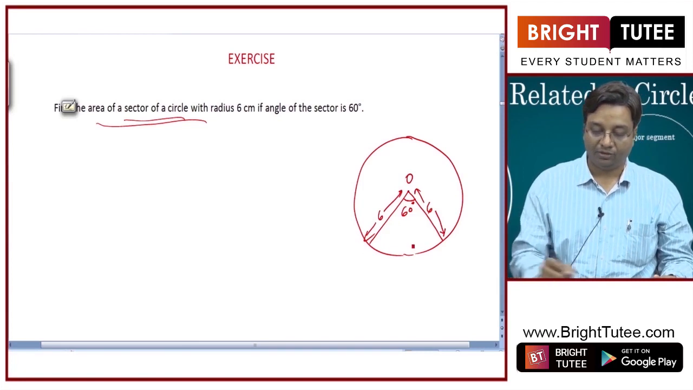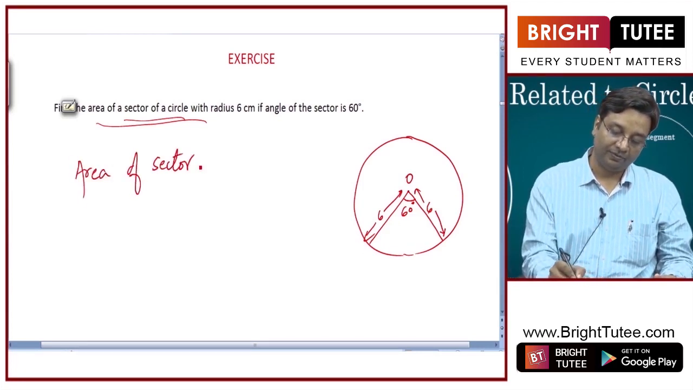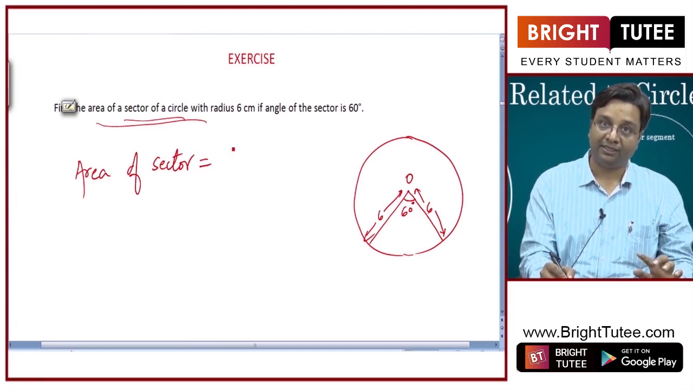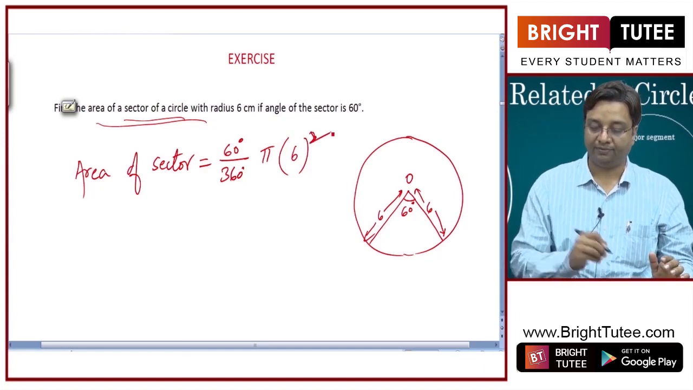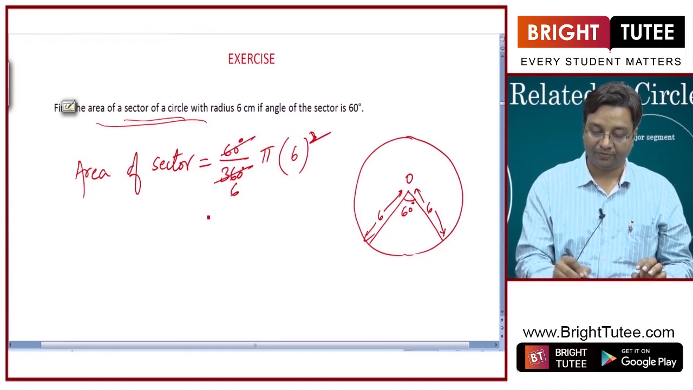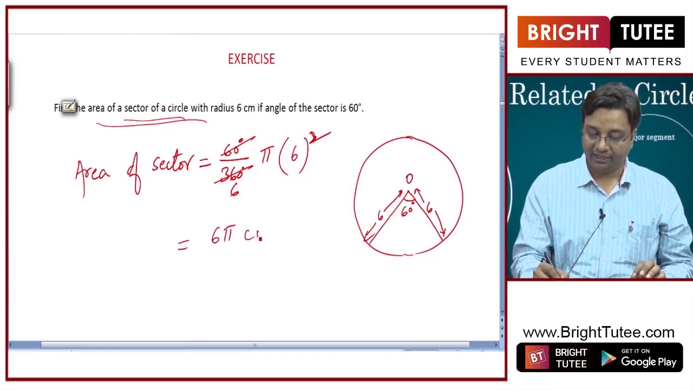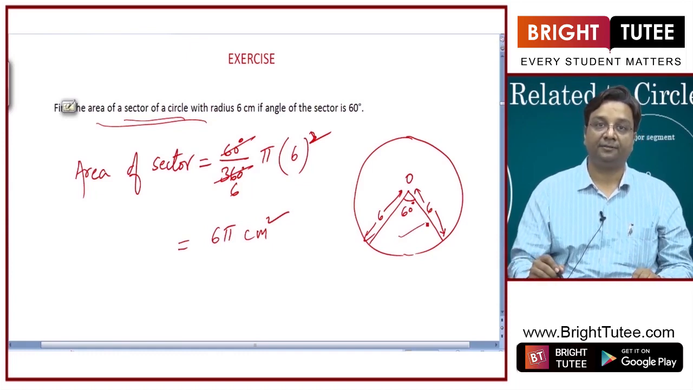This is the center. So the area of this sector will be equal to angle theta by 360 pi r square. So angle theta is equal to 60 degrees by 360 pi r square, which is 6 square, right? So this is the area of this sector. You can cancel it, 6. So this 6 is gone here. So 6 pi is the area in centimeter square. 6 pi centimeter square is the area of this sector.